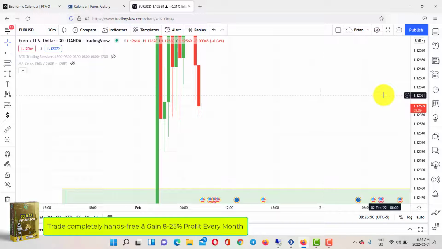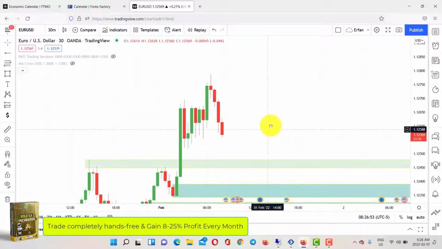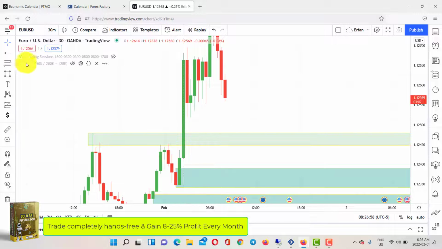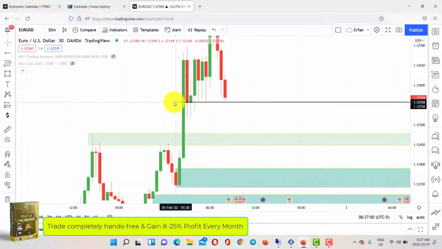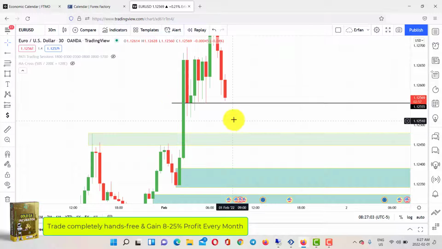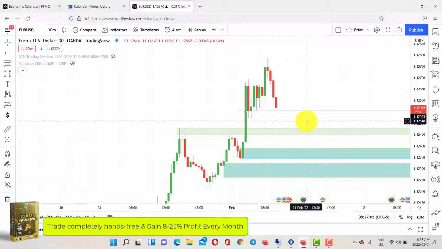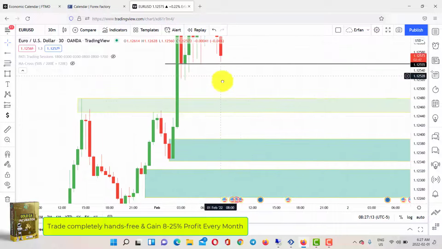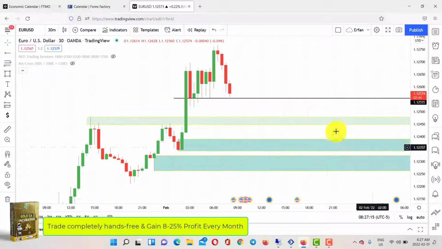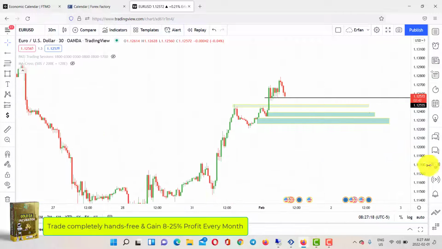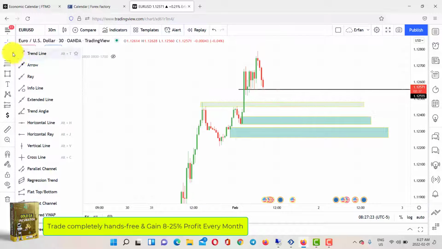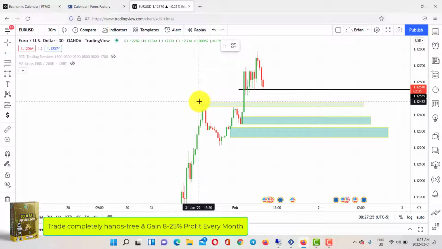So I think this Fibonacci is not going to work because it just broke all of this, and then it's doing a little correction. We also have this line right here, that this is our support line, but we don't know when and where the price is going to reach these levels. We don't know. I'm thinking about where I should put my alarm. I'll probably put it here, guys.